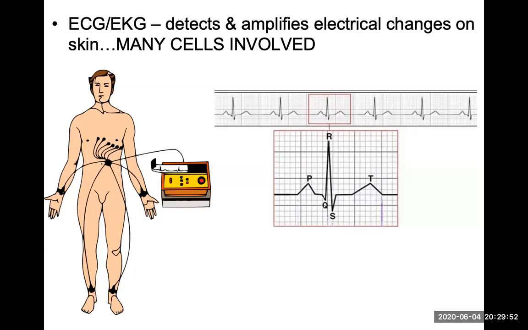You might be wondering where EKG comes from. In German, cardio is spelled with a K, so that's why they were first called EKGs. In English, cardio starts with a C, so that's why we refer to them as ECGs now.